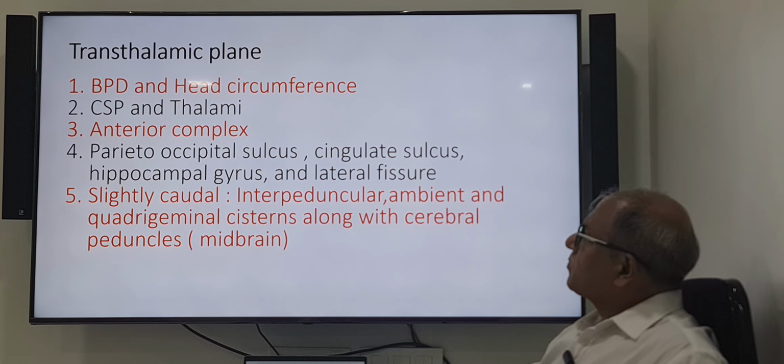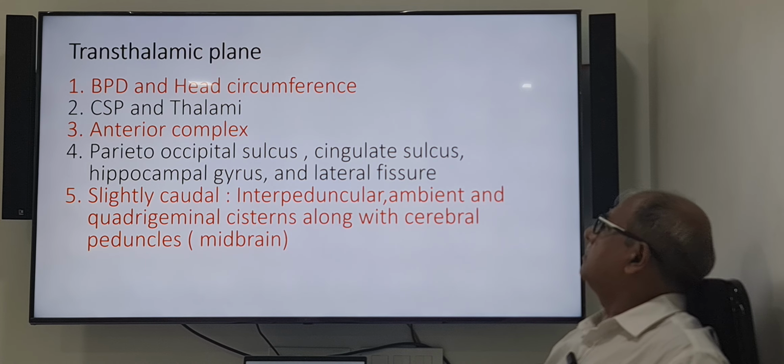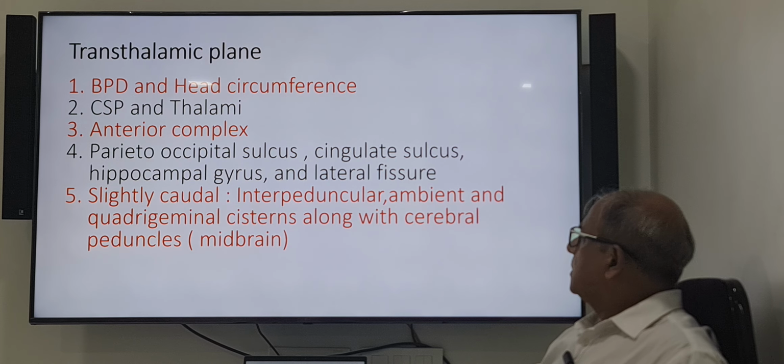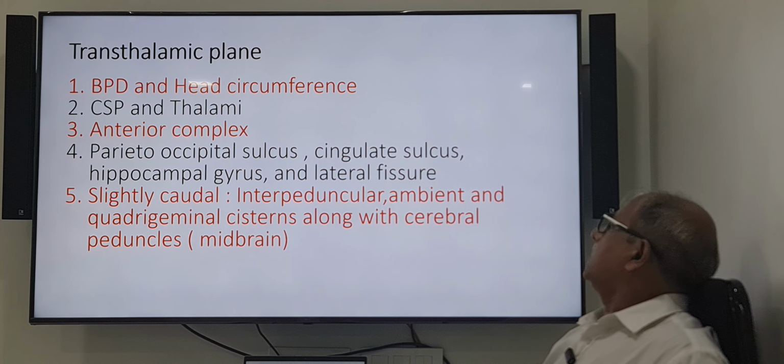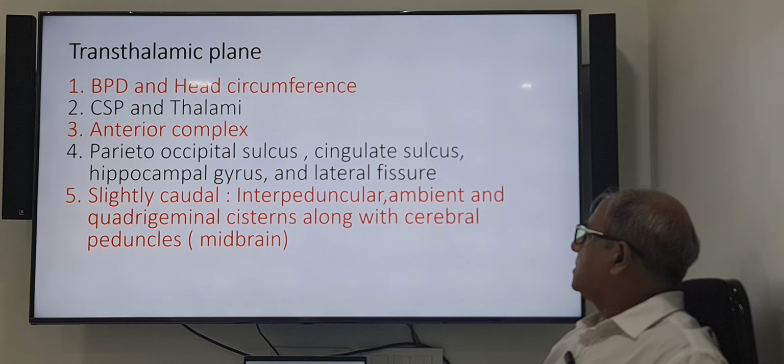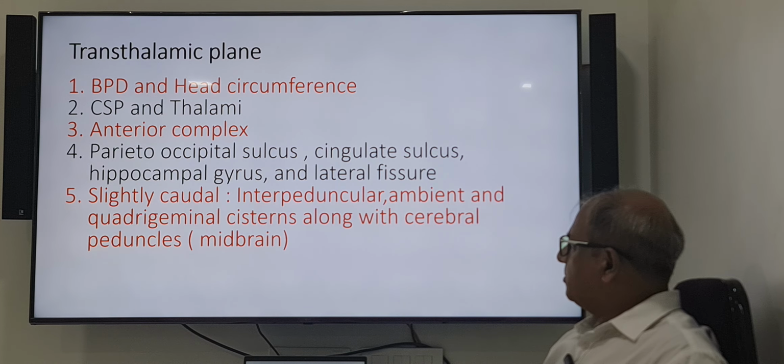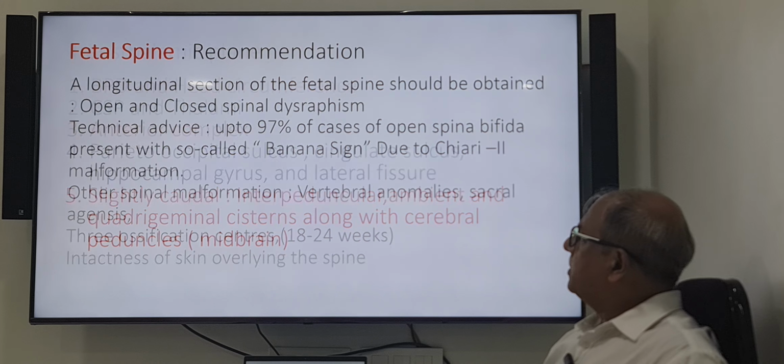Transthalamic area, the thalamic plane, is where we mostly do the measurements, and if you go a little bit caudal, the interpeduncular and ambient cisterns along with the cerebral peduncles can be seen. Cerebral peduncles are midbrain.